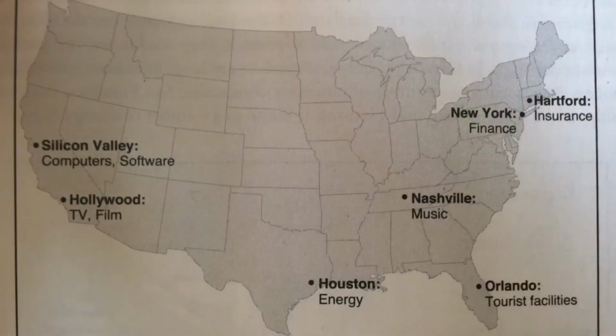This is a map found on page 223 of the Barron's AP Human Geography textbook. This map shows the different big examples of agglomeration. In Silicon Valley, there is a cluster of computer and software companies. In Hollywood, there is a cluster of TV and film companies. In Houston, Texas, there's a cluster of energy companies. In Nashville, there's a cluster of music. In Orlando, there's a cluster of tourist facilities. In New York, a cluster of finance. And in Hartford, a cluster of insurance.